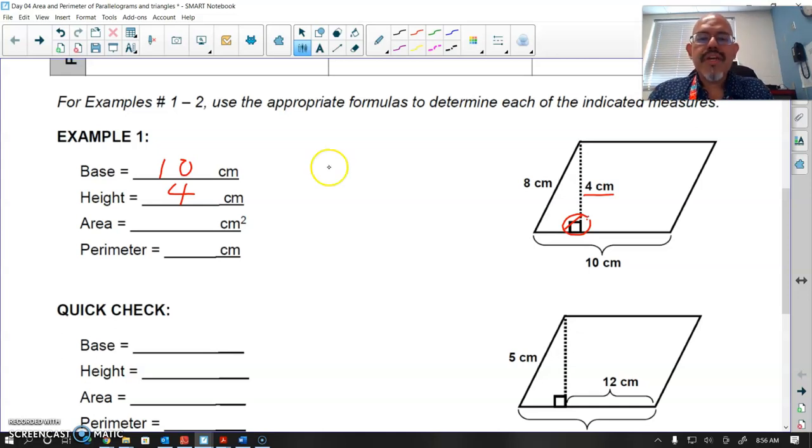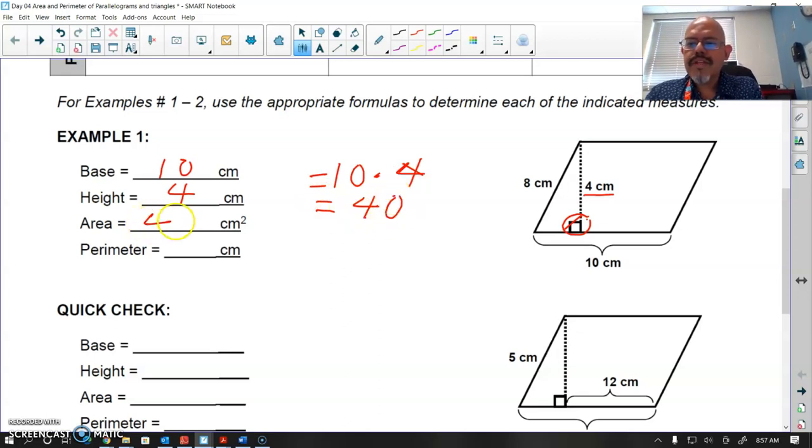So the base is equal to 10, and we're going to multiply that by the height, which is 4. So that's going to give me a total of 40 units squared. So that's 40 centimeters squared.